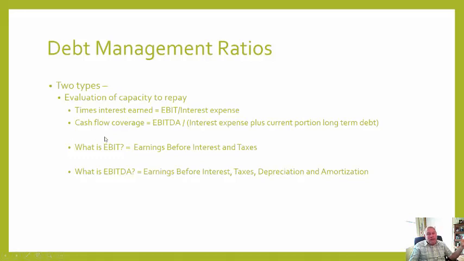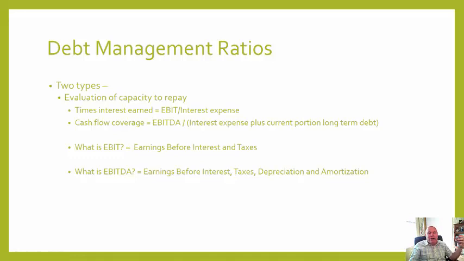So when we look at our cash flow coverage, how much cash is going to be available to pay back the current debt and interest? How many times is the cash flow covered? So how much does operations generate to be able to pay back the debt service? That includes both interest and payments.